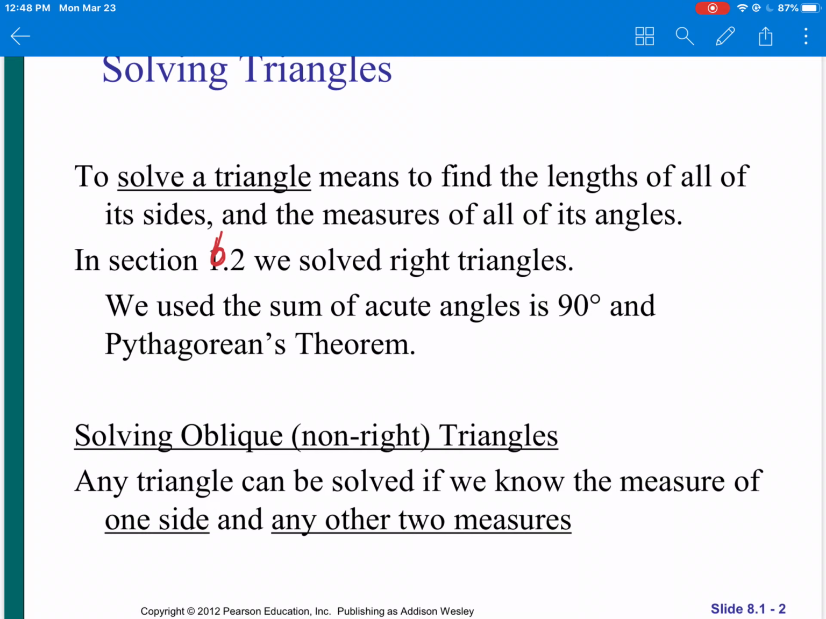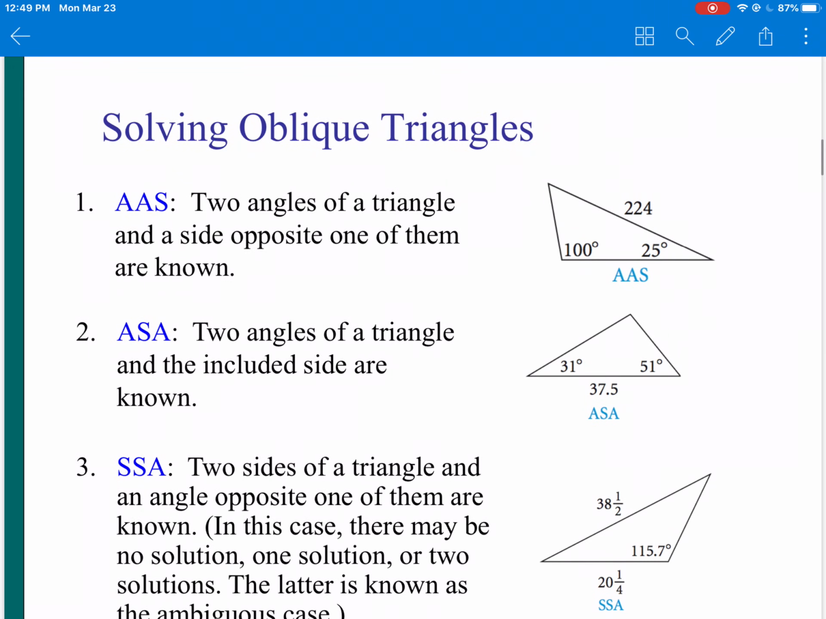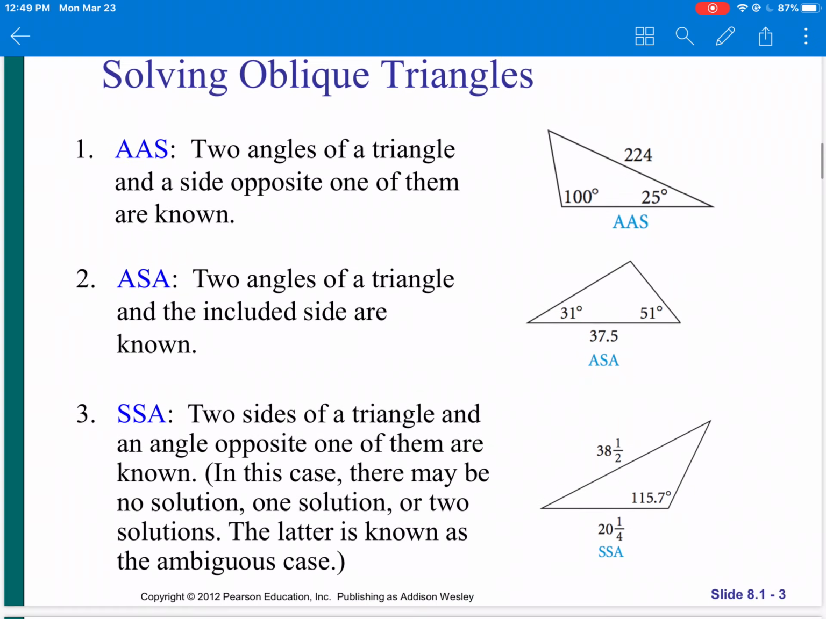Now, in order to solve any triangle, and this is what we said before, we can solve it if we know the measure of at least one side and any two of the other measures. So that could be any combination of angles or sides, but we have to know at least one side. Now, depending upon what information we have, there are different classifications of triangles, and these are labeled depending upon whether you know angles or sides and what the relationship is between those angles and sides.